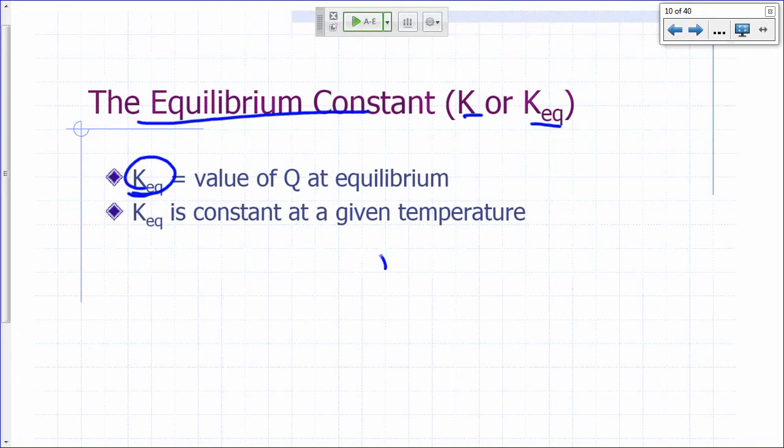So if you have Q, Q can be calculated at any given time, whether the reaction is at equilibrium or not. But once the reaction is at equilibrium, it will always have that same value for a particular reaction at a given temperature, and that value is going to be equal to KEQ. Right?